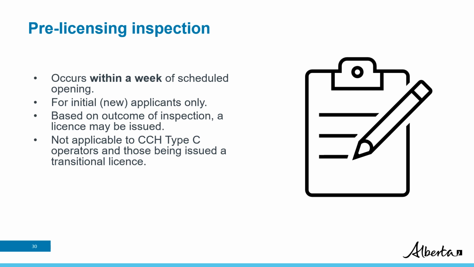Once Alberta Health has reviewed the application package and determined a license is required, an initial inspection of the premises will occur within a week of the scheduled date of opening. This is not applicable to continuing care home Type C operators. Hospices, continuing care home Type C operators will not be required to have a pre-licensing inspection upon implementation of the Act. They will be issued up to a 4-year license after application and supporting documents are received and criteria is met as determined by the Director, and will be visited by Alberta Health within 18 months of the Act's implementation.